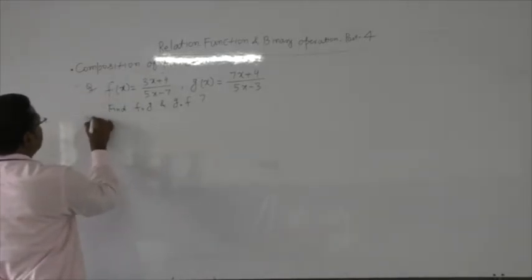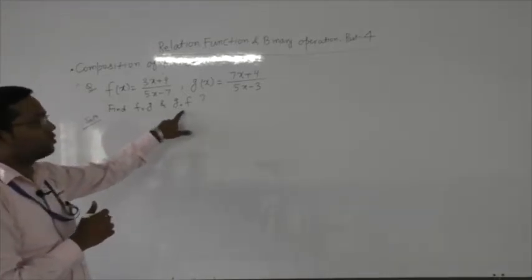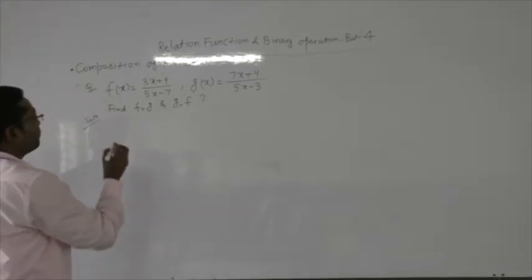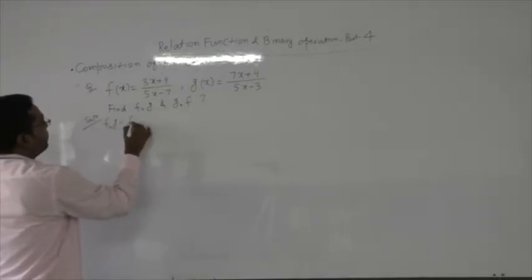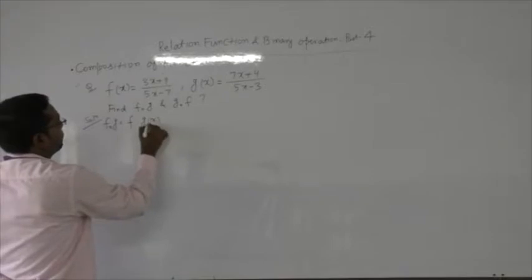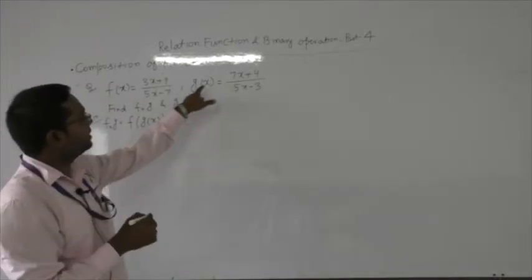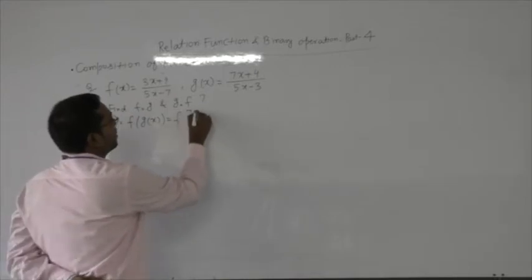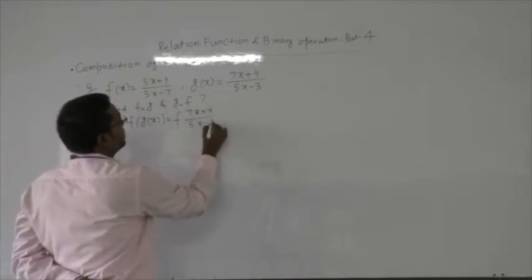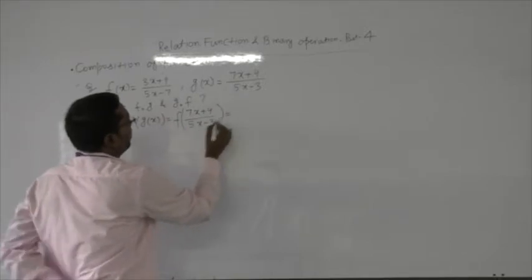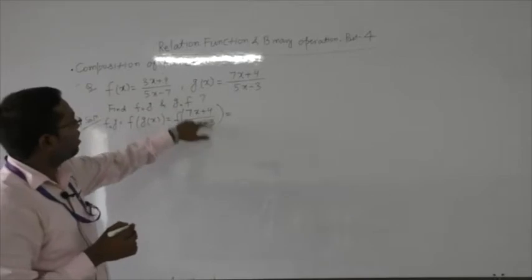Now see, and also we have to check whether fog is equal to gof or not. Let's see. First see fog, that is f of g(x). What is g(x)? g(x) is that much, so we can write (7x plus 4) by (5x minus 3). Now here replace x by this quantity.